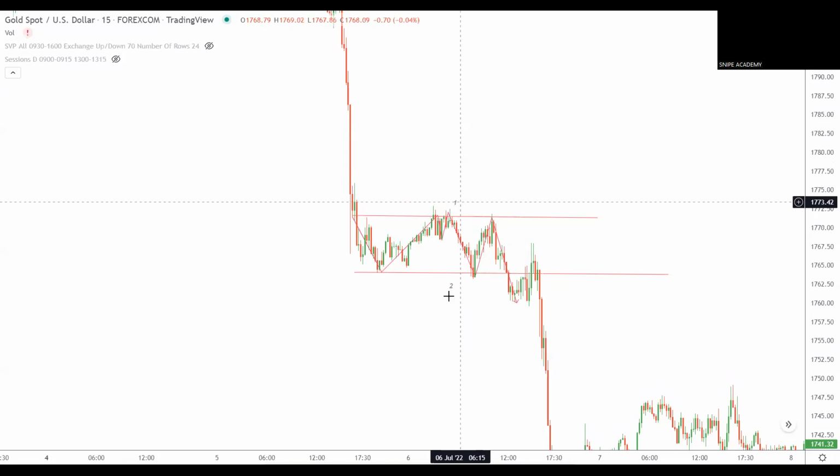Which is the support and which is the resistance? One is what? Support or resistance? Come on, guys, we need some interaction. Otherwise, this will get boring. Exactly. One is resistance and two support.